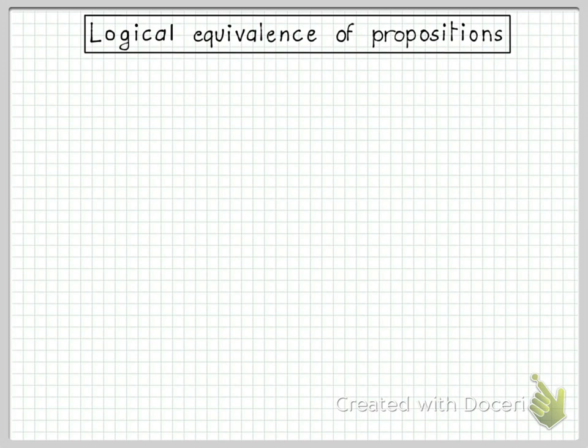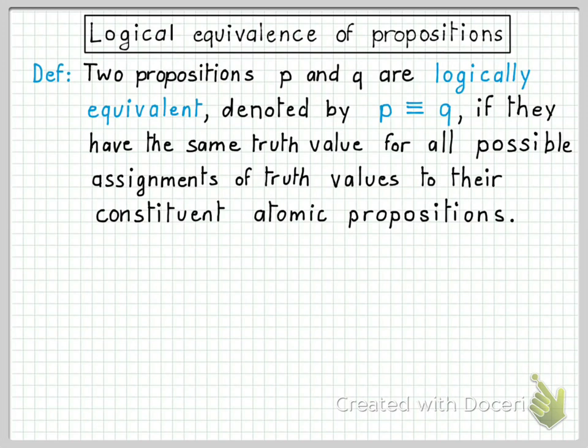Now, here is the definition for this concept that we already touched upon in Lecture 1. Two propositions P and Q are logically equivalent if they have the same truth value for all possible assignments of truth values to their atomic propositions. Now, if P and Q are logically equivalent, we denote this fact with the following expression, where the three horizontal line symbol here denotes logical equivalence.